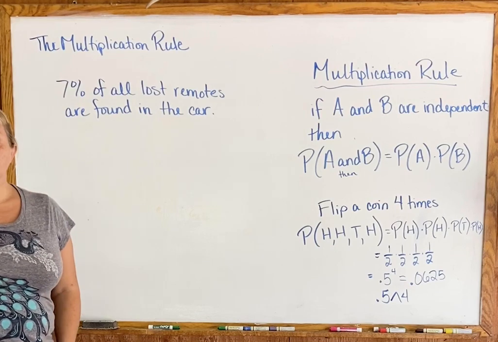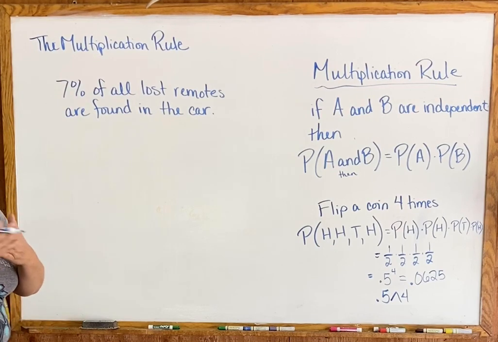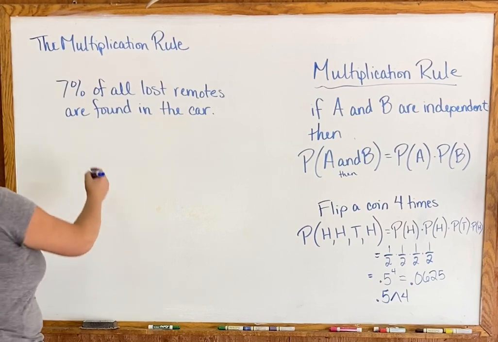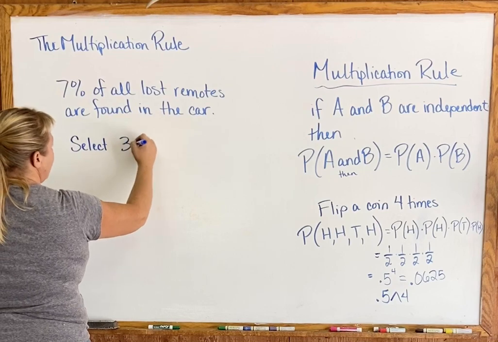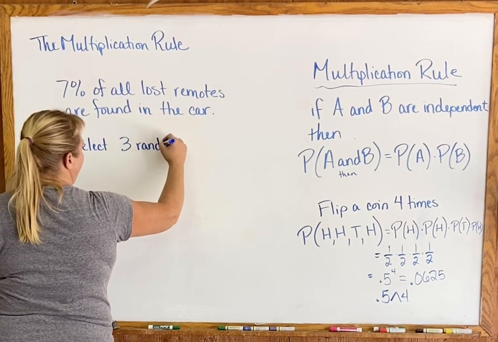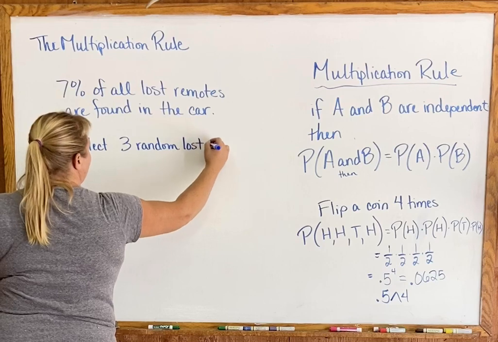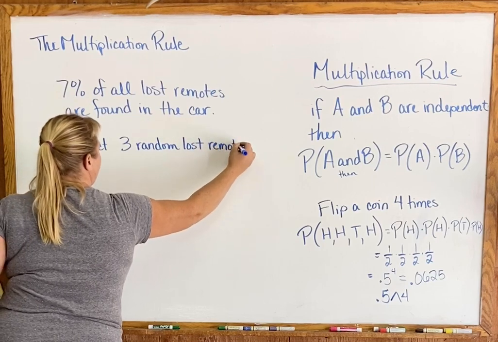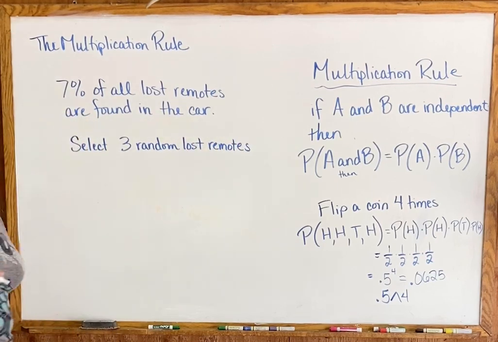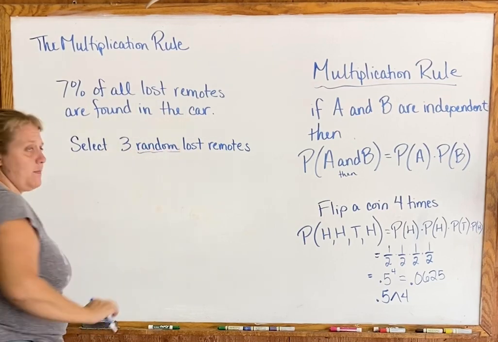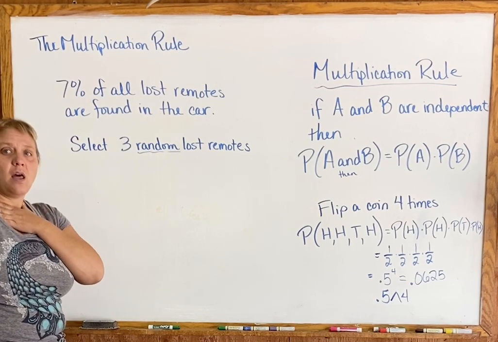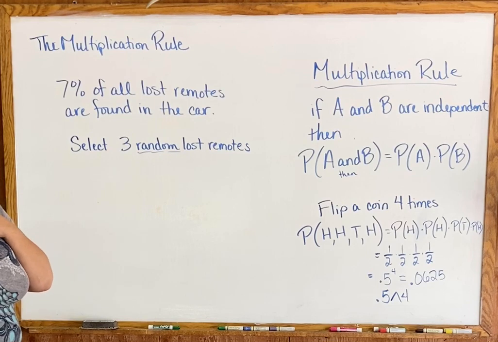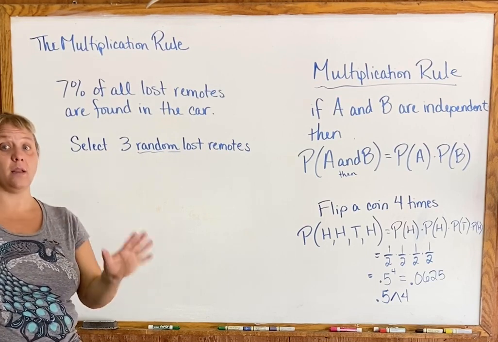So in this case though, we want to do things in succession. So we need to select maybe 3 random lost remotes. Okay. All right, now this word right here is very important. You wouldn't think it was the most important part of the sentence, but it is. So we're going to select 3 random lost remotes. The random part is what gives us our independence, okay? So we're going to look for 3 lost remotes.